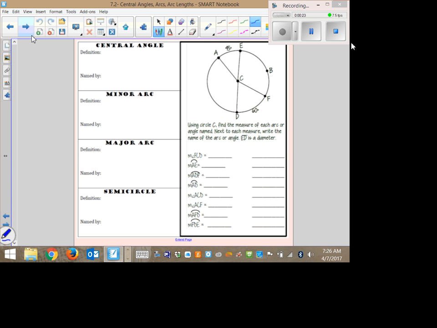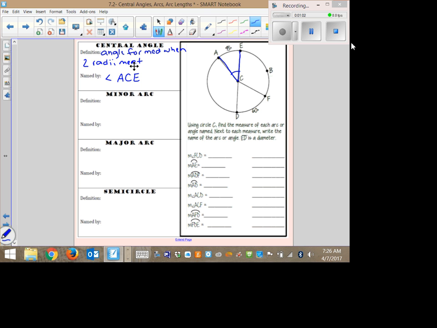A central angle is an angle formed when two radii meet. So what would that look like? We would name that as an angle. Radii AC and CE meet there. So this angle right here would be a central angle, and we could call that angle ACE.